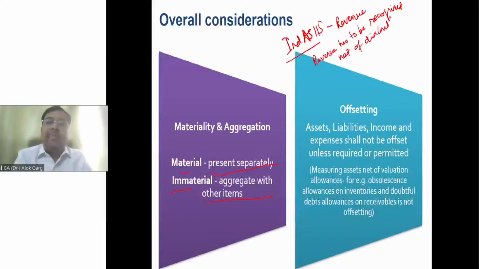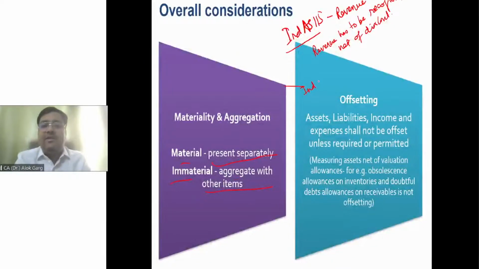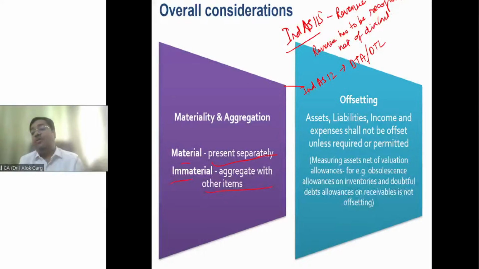Ind AS 12, you will read. Ind AS 12 is a standard which talks about your tax treatment, income taxes, right? And Ind AS 12 says that deferred tax assets and deferred tax liabilities, DTA and DTL, have to be netted off, right? And have to be shown as a single line item. Ind AS 37.